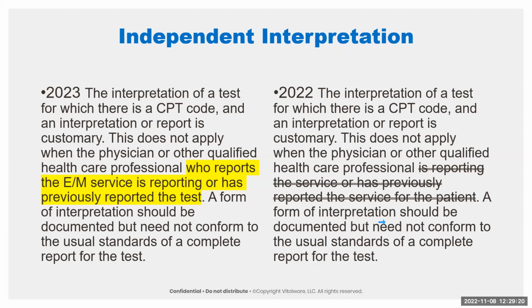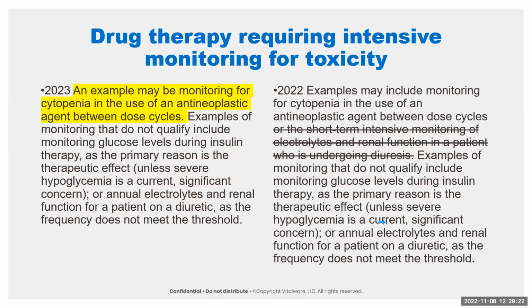Okay. And then the drug therapy requiring intensive monitoring for toxicity. This is not the complete description because I couldn't get it to fit on my slide. And so it's just the part where they have the examples. And so what they're wanting to do is, an example may be monitoring for cytopenia in the use of an anti-neoplastic agent between dose cycles.